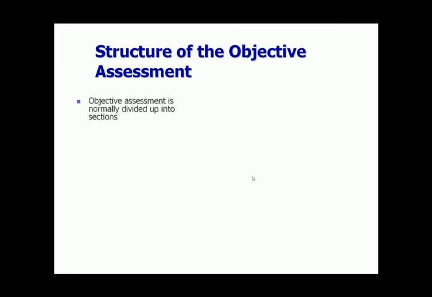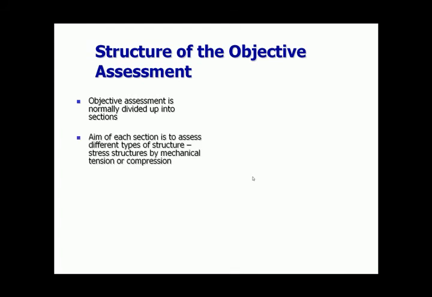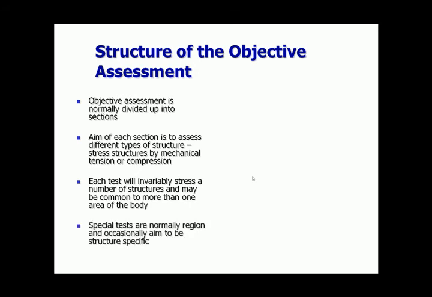What is the structure of the objective assessment? This objective assessment is normally divided up into two sections. The aim of each section is to assess the different types of structures, to stress structures by mechanical tension or compression. Each test will invariably stress a number of structures and may be common to more than one area of the body. Special tests are normally region specific and occasionally aim to be structure specific where possible.